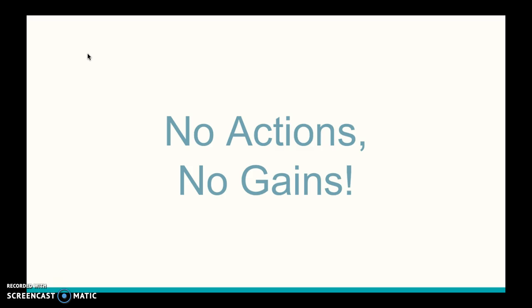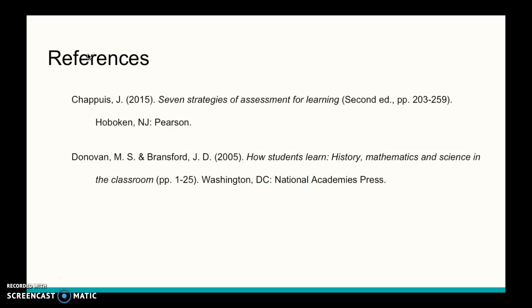If you take nothing else away from this Ignite presentation, know that if there are no actions, there will be no gains, and we must know where students are going, where they are now, and how to close the gaps.